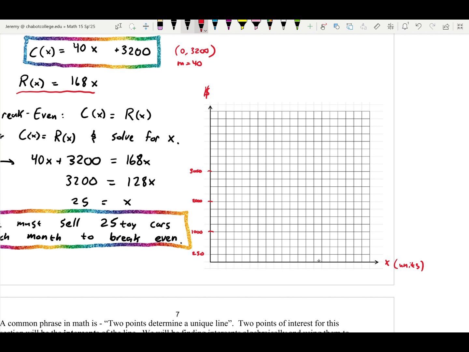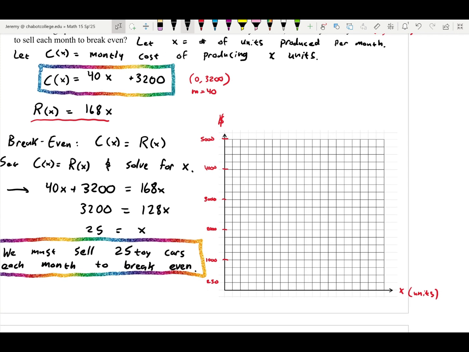Okay, so 3,000, there's 4,000, and up at the top 5,000. I think that should give us enough headroom here to graph this. Okay, so let's find our y-intercept, or our dollar intercept. At 3,200, that'll be right around here. Just put that point there.